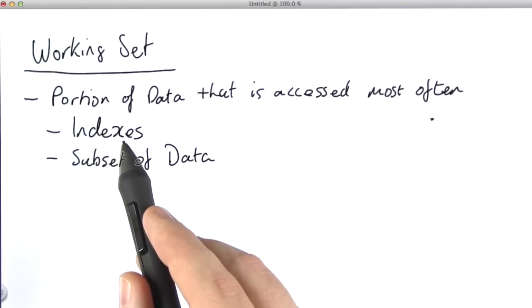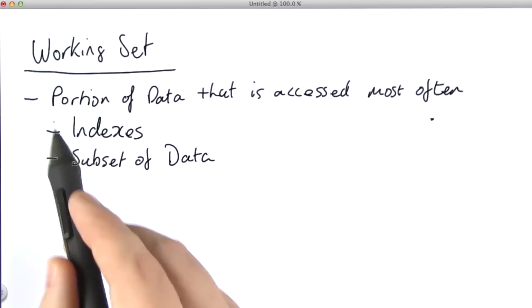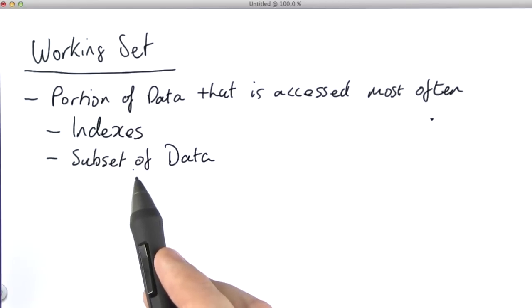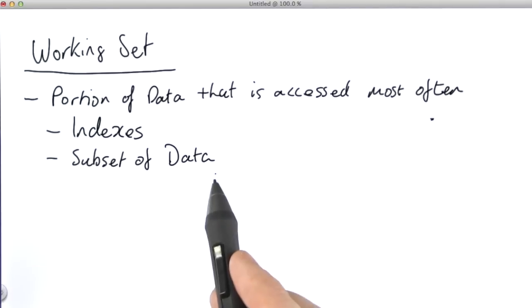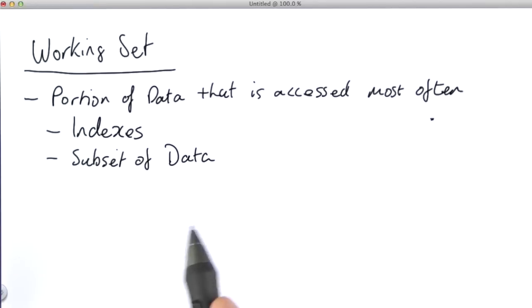You want to keep your indexes in RAM. You're going to be using them quite often if you've constructed your queries correctly, so they'll be part of your working set, or at least the indexes that you're using as part of those queries will be part of your working set, and then there'll be a subset of your data that you're actually using on a regular basis. That's going to be the working set. That's going to be what you want to keep in RAM.